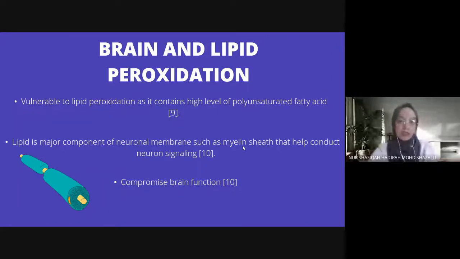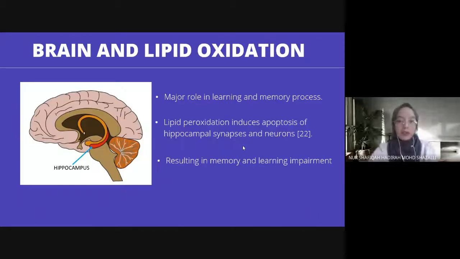The brain is vulnerable to lipid peroxidation as it contains high levels of polyunsaturated fatty acids. Lipid is a major component of neuronal membranes such as myelin sheaths that help conduct neuron signaling. Any peroxidation or disruption in lipid can compromise brain function. This is the hippocampus. The hippocampus has a major role in learning and memory processes. Lipid peroxidation can induce apoptosis of hippocampal synapses and neurons. This can result in memory and learning impairment.